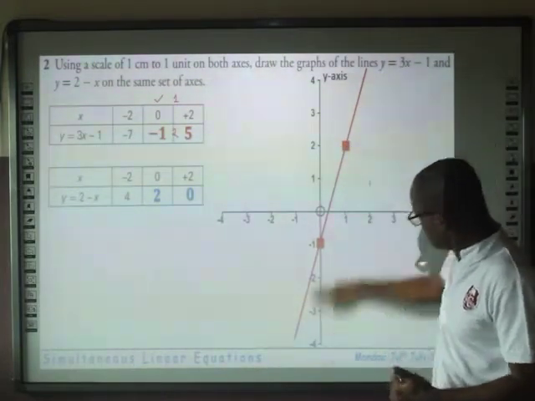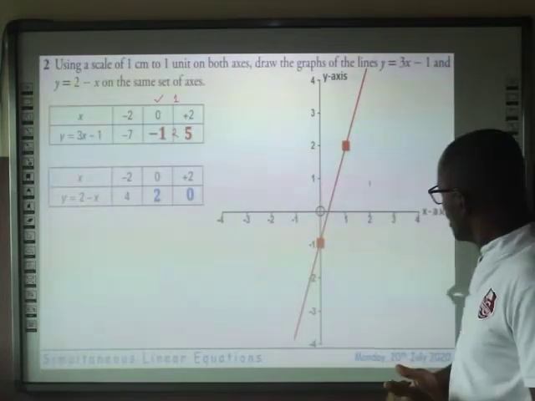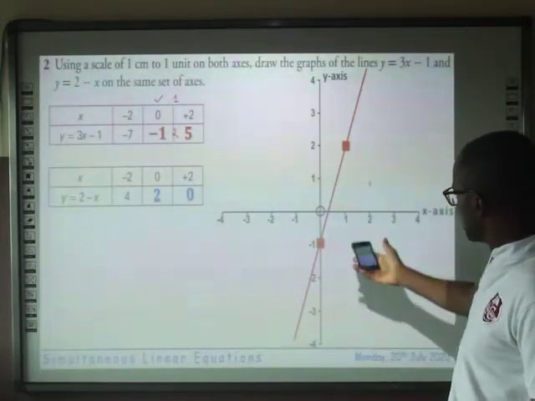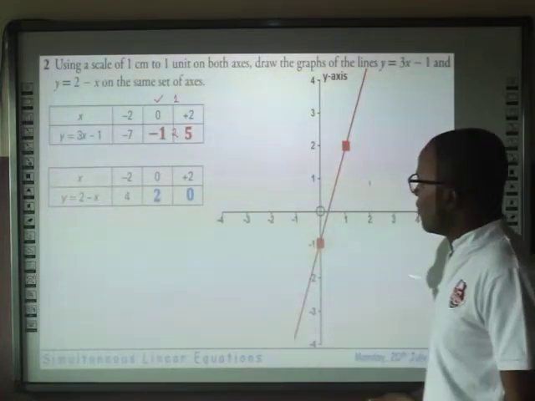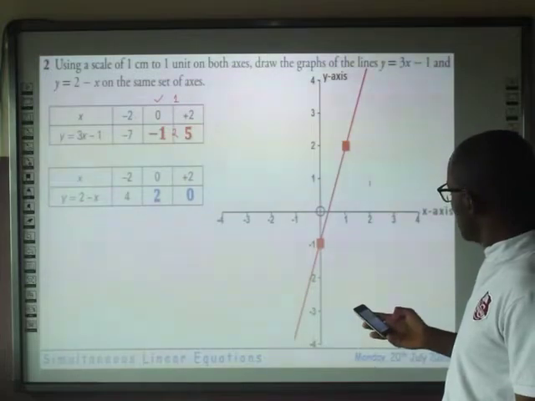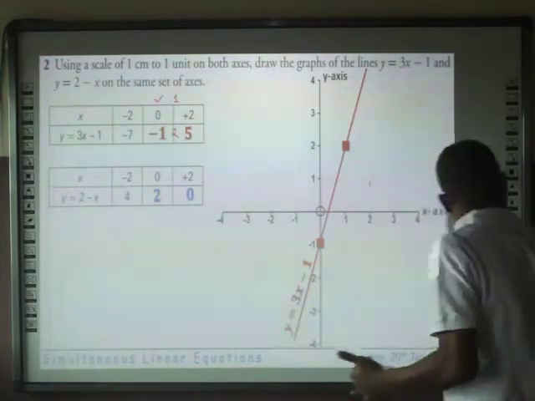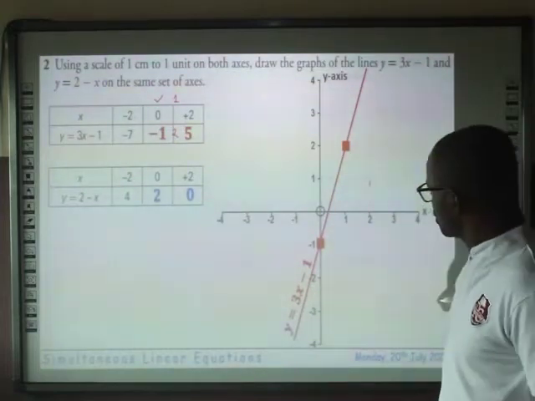Alright? And with the 2 points, we're able to draw a straight line passing through the 2 points. And there is the line for y is equal to 3x minus 1. Then remember, don't forget to label the line as shown.